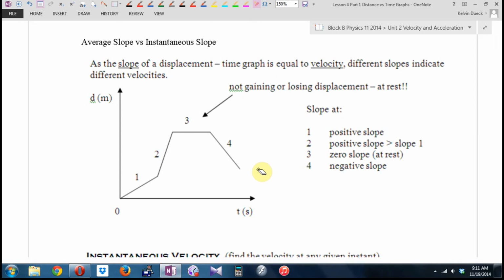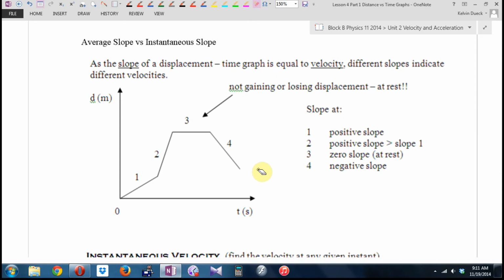Section 2. Can you tell me when I'm going the fastest backwards? Section 4. When am I going the fastest? Now that could be 2 or 4 because I didn't give you a direction. Which one is steeper, 2 or 4? I heard someone say 4, and I think 2 is steeper, yeah?